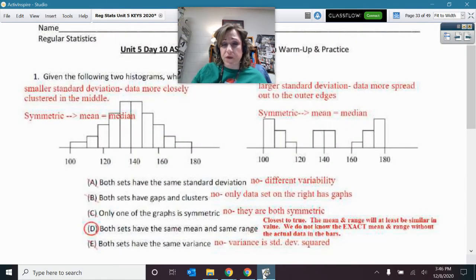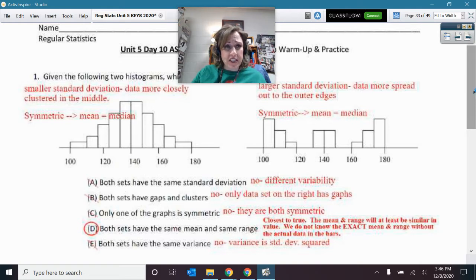All right, we want to go over our unit review for the basics of Unit 5. Okay, actually, not the basics, kind of the enriched topics of Unit 5. And so this warm up and practice is going to do that for us. So let's take a look at this.